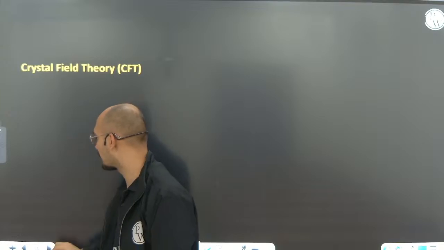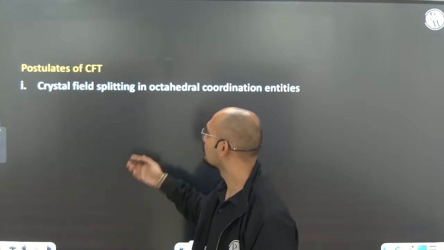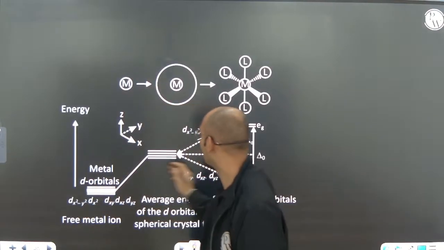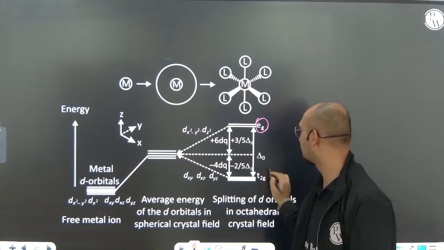The degenerate d orbitals, how many degenerate orbitals are there in the d subshell? There are 5. But due to the unsymmetrical approach of the ligand, that breaks into a few parts. If there is octahedral geometry, what happens? The breaking is something like that. Eg will be up, T2g will be downside.